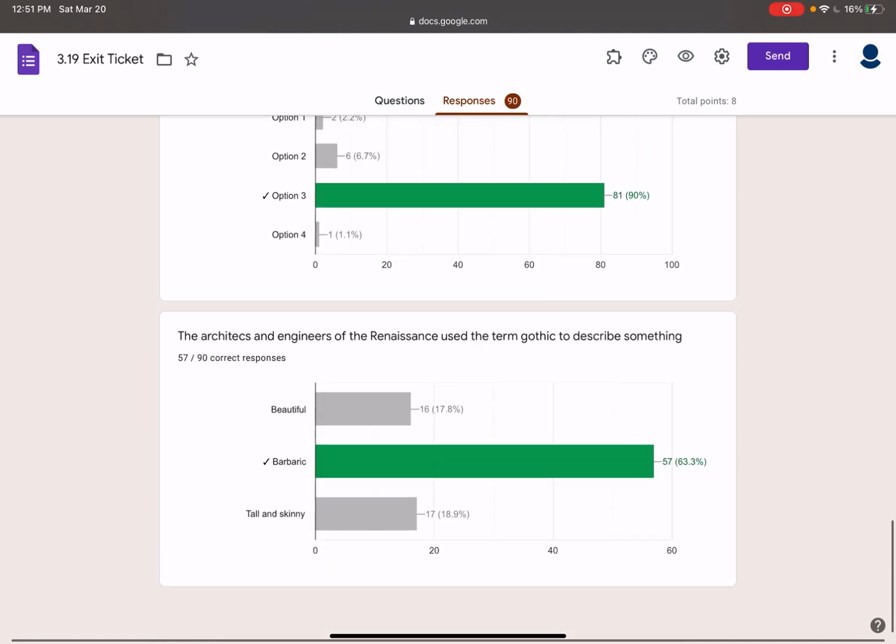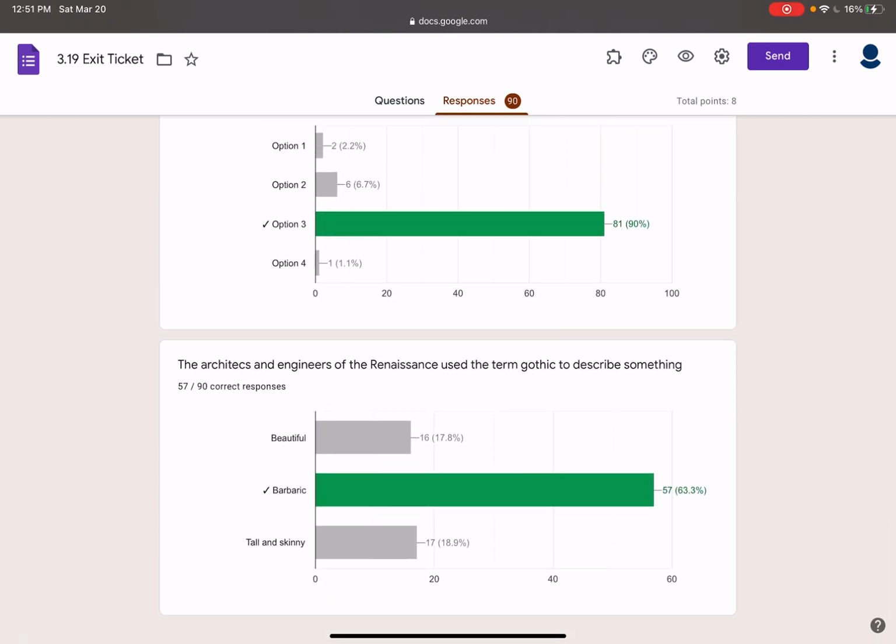And the last question. The architects and engineers of the Renaissance used the term Gothic to describe something not beautiful. They didn't find it beautiful. They might have said it was tall and skinny, but that's not why they called it Gothic. Barbaric means without culture, something ugly, unattractive.